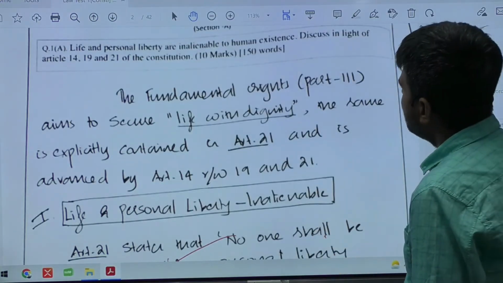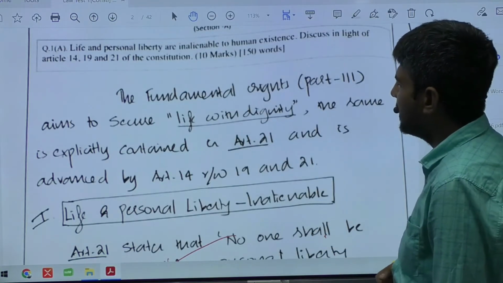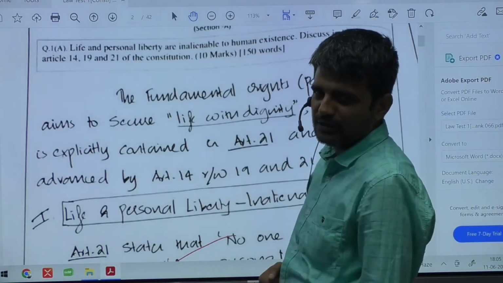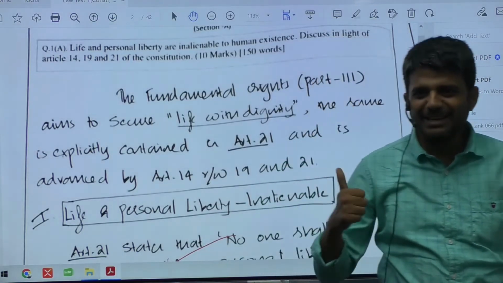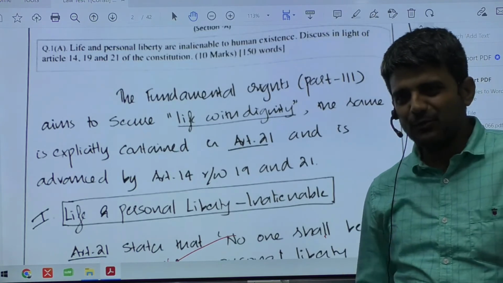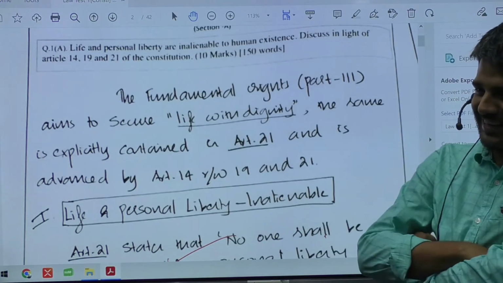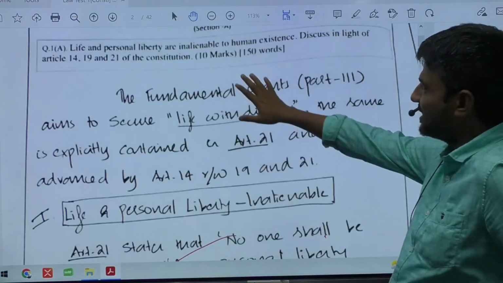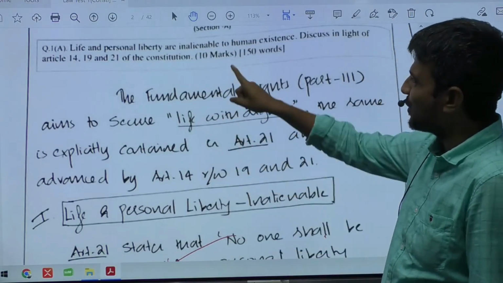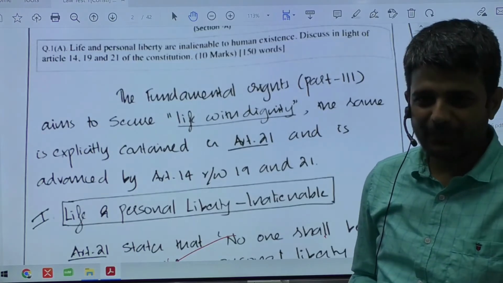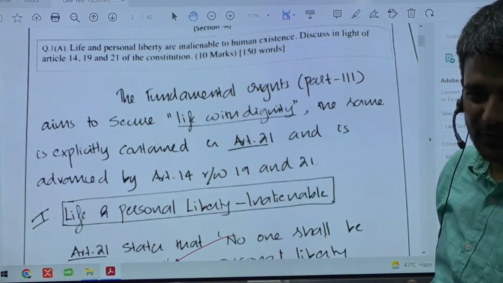Life and liberty are inalienable to human existence, discuss in the light of 14, 19, 21 of the Constitution. पहले तो ये बताइए किस टाइप का क्वेश्चन है ये? टाइप 1, टाइप 2, टाइप 3, टाइप 4? फिलोसॉफिकल. ठीक है, तो मतलब कि क्वेश्चन बेसिकली 14, 19, 21 का है, कंक्लूजन वो करना है. यस, ऑनलाइन पीपल, ये बात समझ में आ रही है आप सभी को?